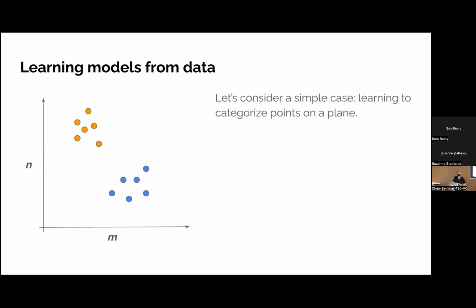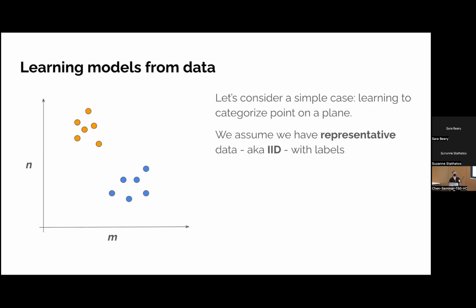When we're thinking about learning models from data, let's consider the very simplest version, which is learning to categorize points on a plane based on their color. So you have a bunch of points on the plane, some are blue, some are orange, and we're trying to learn some sort of model that will enable us to say which points are going to be blue and which points are going to be orange. So we assume that we have some sort of representative data. And what we mean is that we assume that all of these points are drawn IID from the same distribution, IID being independently and identically distributed. It's a pretty general concept that means your assumption is that the points you are going to try to model are all coming from the same underlying distribution.